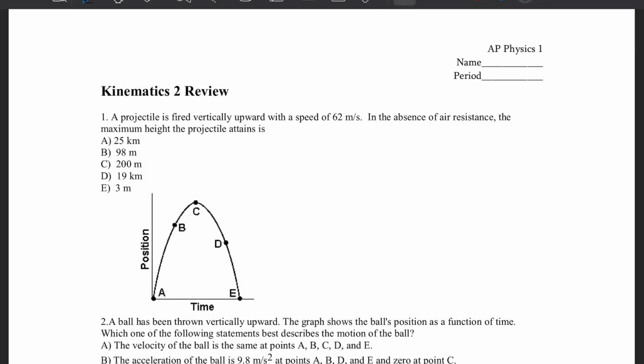A projectile is fired vertically upward with a speed of 62 meters per second. In the absence of air resistance, the maximum height the projectile attains is... So we're looking for delta y, the maximum displacement vertically.